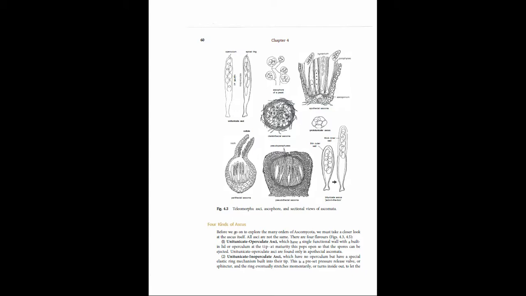2. Unitunicate inoperculate asci, which have no operculum but have a special elastic ring mechanism built into their tip.